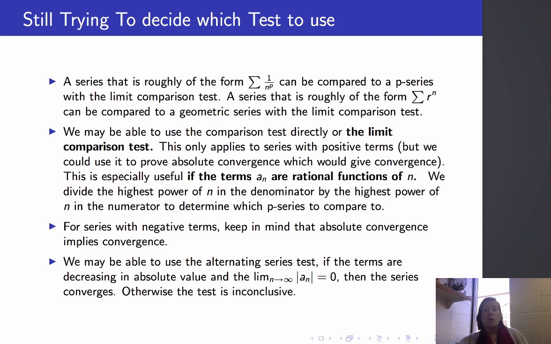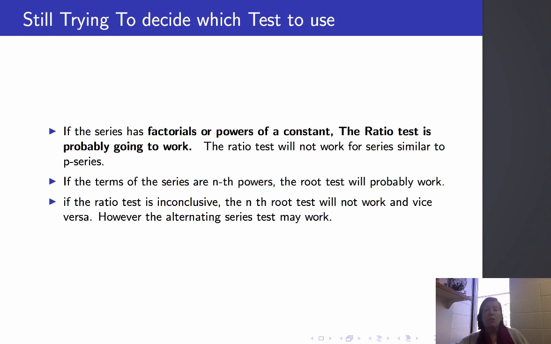You may be able to use the alternating series test, and in order to conclude convergence from that, you just need that the terms are decreasing in absolute value, and the limit as n goes to infinity of the absolute value of a_n is 0. If you have factorials or powers of a constant, then the ratio test is probably going to work, and it's a very good test to start with.